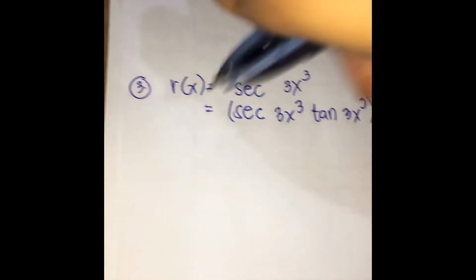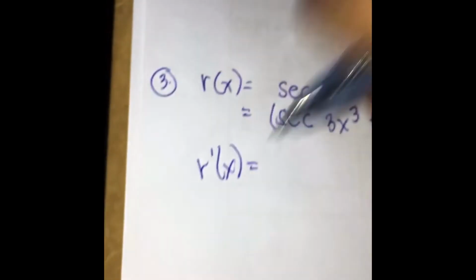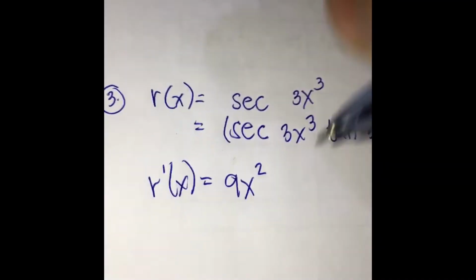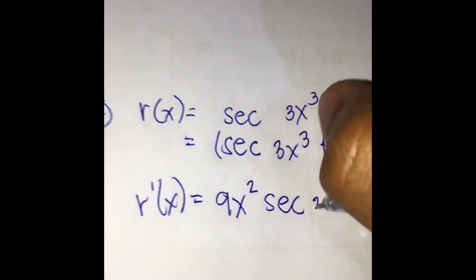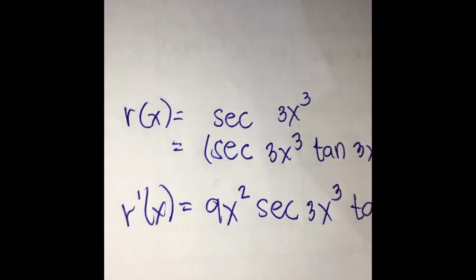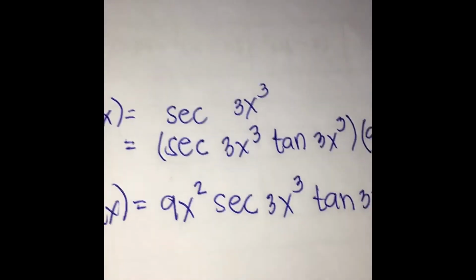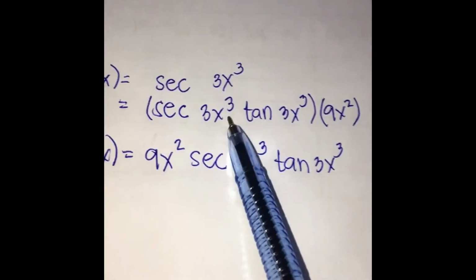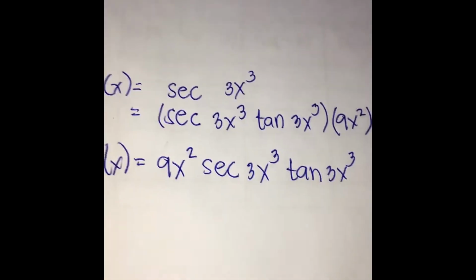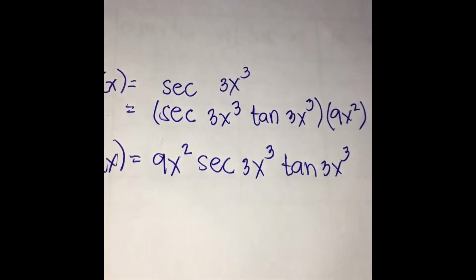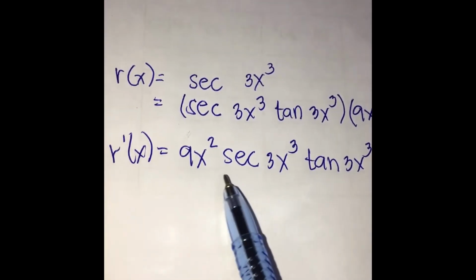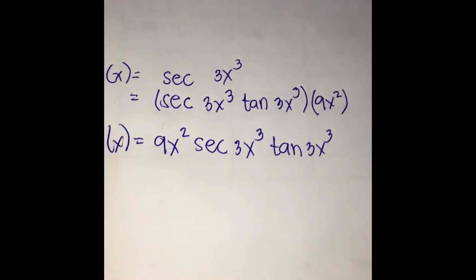Okay? So your final answer, you have r prime x is equal to 9x squared secant 3x cubed tangent 3x cubed. Of course, you cannot distribute this one since the operation involved in this term is multiplication, so don't distribute. So the final answer is 9x squared secant 3x cubed tangent 3x cubed.